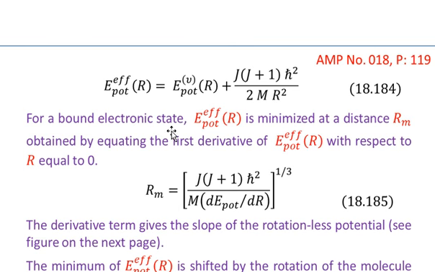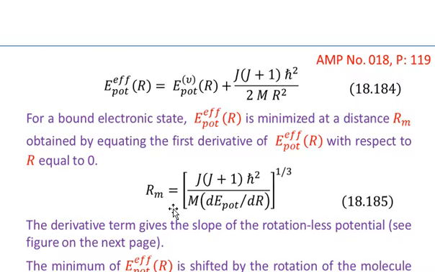For a bound electronic state, this effective potential is minimized at a distance Rm, that is the distance at which the effective potential is minimized, obtained by equating the first derivative of equation number 184 with respect to R to 0. Then solving that equation for R equal to Rm, you will get the equation given in equation number 185.